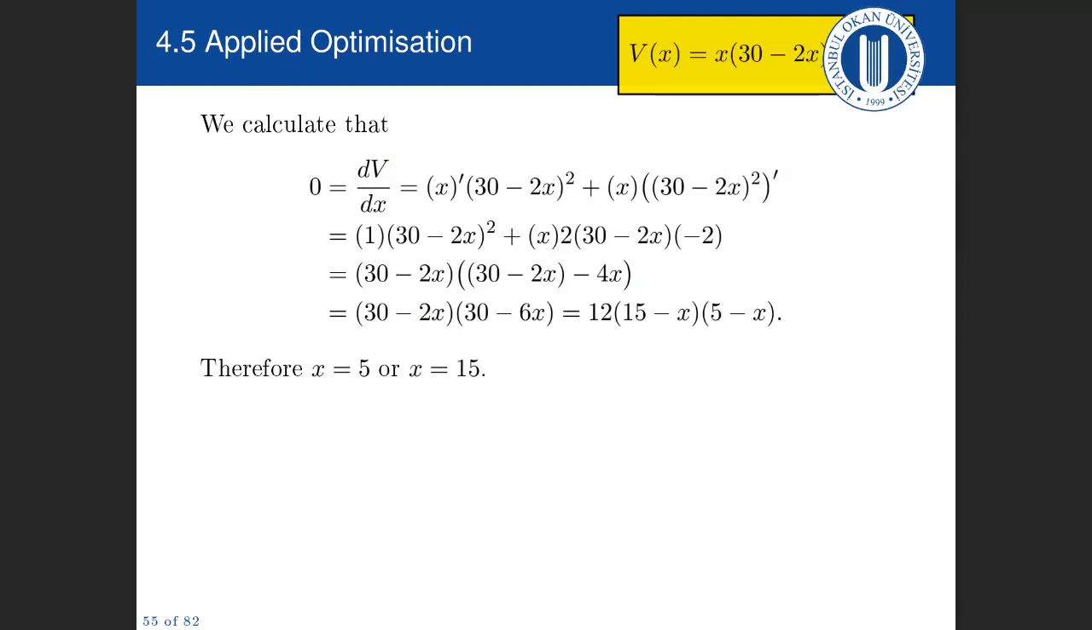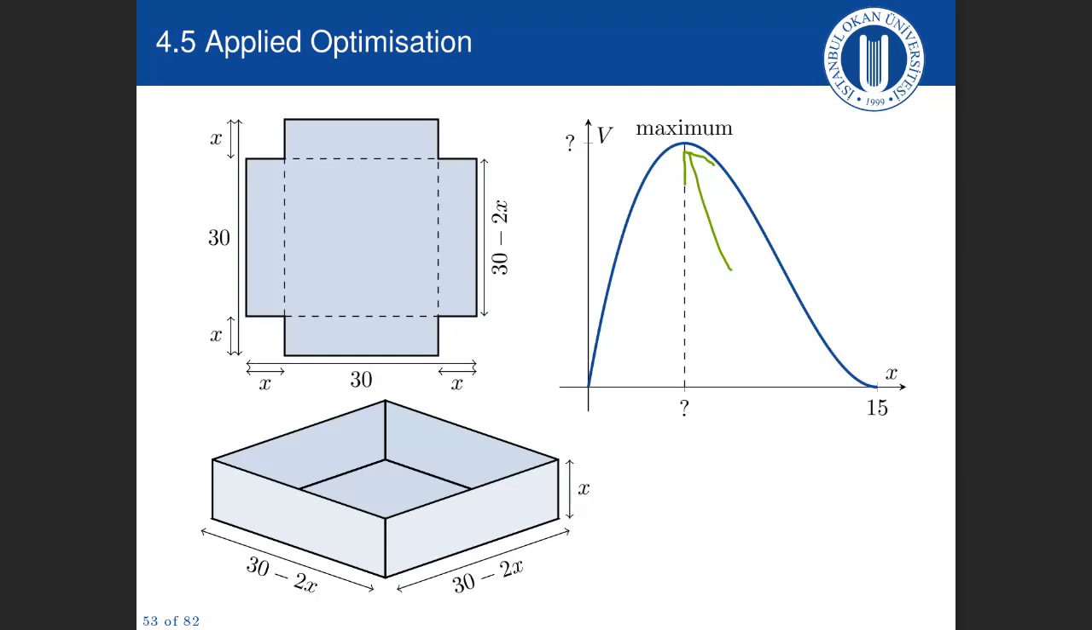So we differentiate v, and we find our formula. The derivative of v is 12 multiplied by 15 minus x multiplied by 5 minus x. And this is equal to 0 if x is 5 or if x is 15. Go back to the graph. This point where the slope is equal to 0 is either 5 or it's 15. Well, we can look at the graph and we say it can't be 15, so it must be 5.